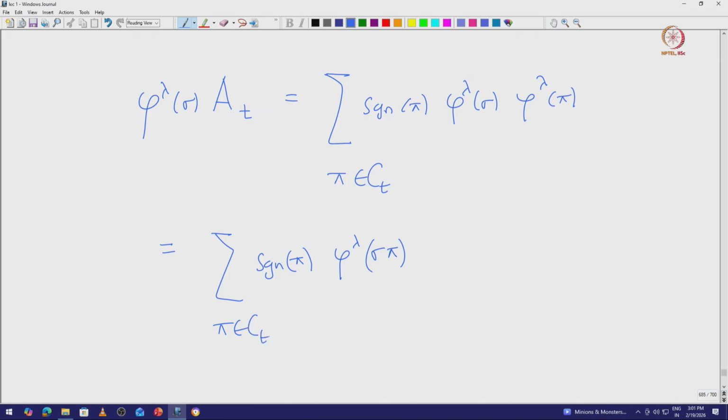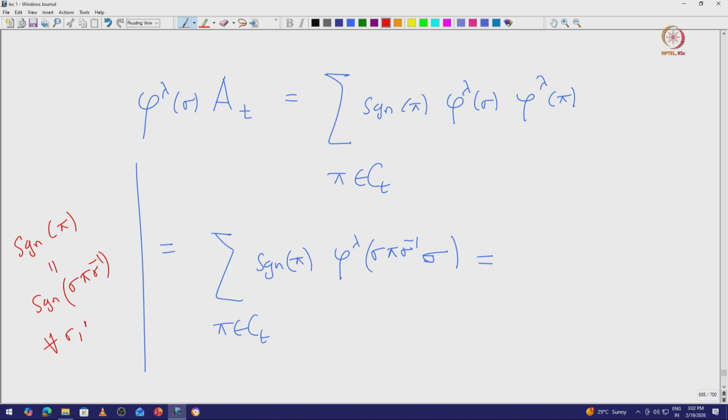Now what we can do is simply change the conjugation. So we substitute tau by sigma pi sigma inverse. That means we just multiply sigma inverse and then sigma. So, this becomes exactly sigma inverse sigma. The sign of the conjugation is the same as the sign. So, sign of pi is the same as sign of sigma pi sigma inverse for all sigma and pi in Sn.